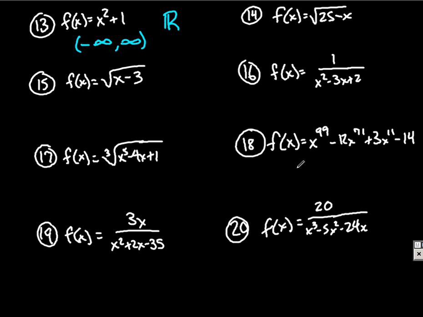Number 18 is also like that. It's just a polynomial, a bunch of x terms combined together. So negative infinity to infinity for those, or again, all real numbers.